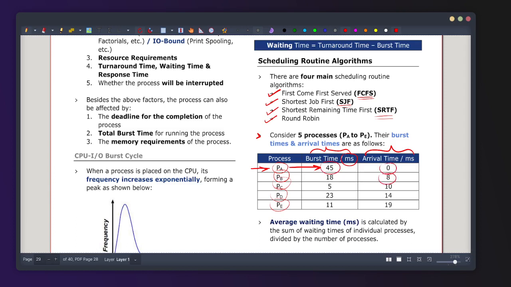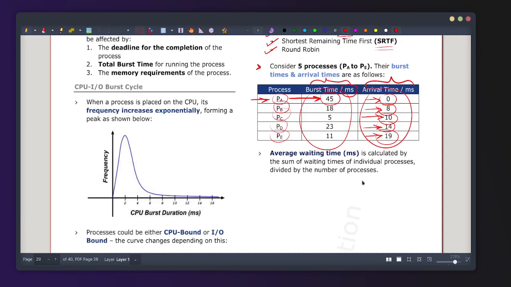Arrival time, if you remember, is the time that these processes arrive. So process A arrives in the ready queue at 0 milliseconds, the second process at 8 milliseconds, then 10 milliseconds, 14 milliseconds and 90 milliseconds. So this is the arrival time of each process to the ready queue, and this is the time it takes for the process to execute in the processor, I'm sorry. So we have understood what these processes are. Now it's time to just look at the algorithms.